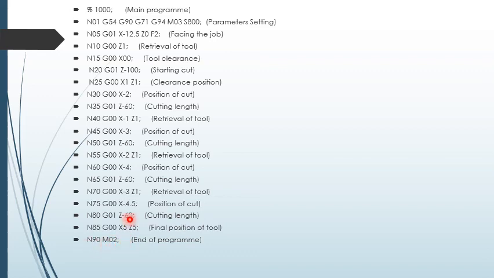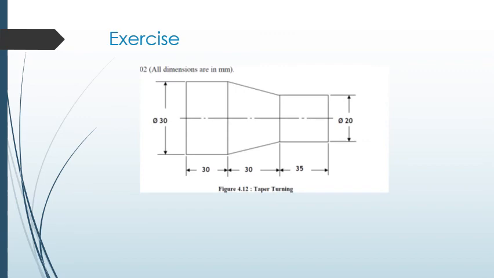For this job, we will write the program in this way so that we can get the desired workpiece. This is one exercise for those who want to learn from this video. They can do some exercises for writing the manual part program using the G codes and M codes.